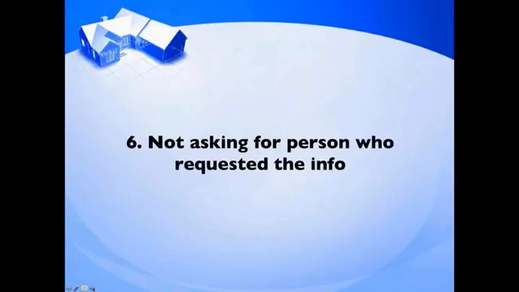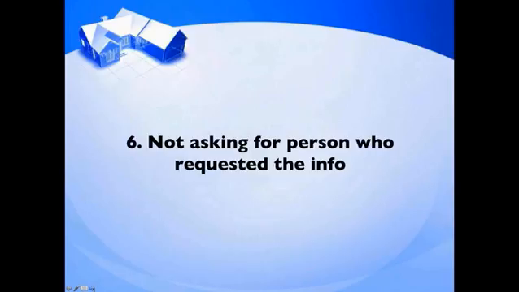Mistake number 6 is not asking for the person who requests the information. Whoever it is that requested the information, that's the person you should be asking for. If it's Mrs. Smith, you ask for Mrs. Smith. If it's Mr. Smith, you ask for Mr. Smith. If you ask for Mr. Smith, Mrs. Smith answers the phone and he's not in, you want to make sure that you attempt to go through the universal callback script with the spouse, with the other party.